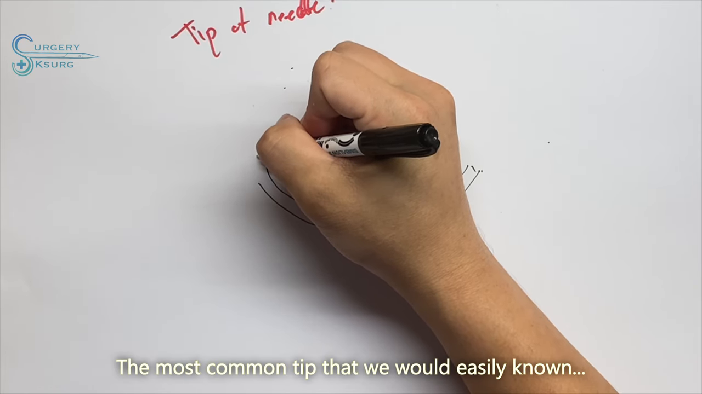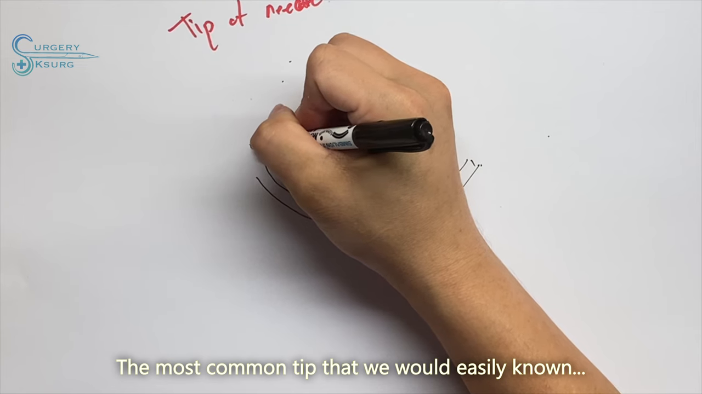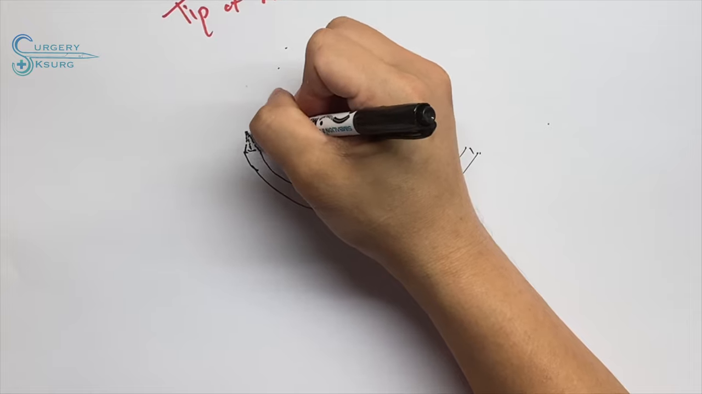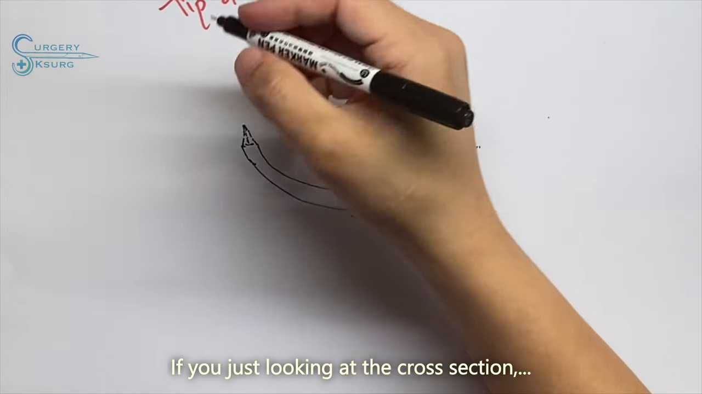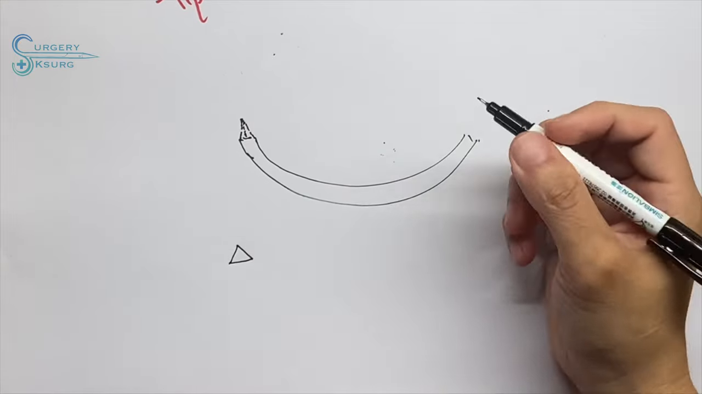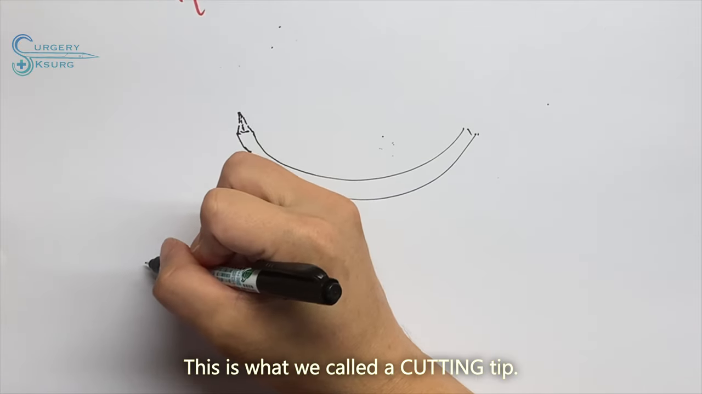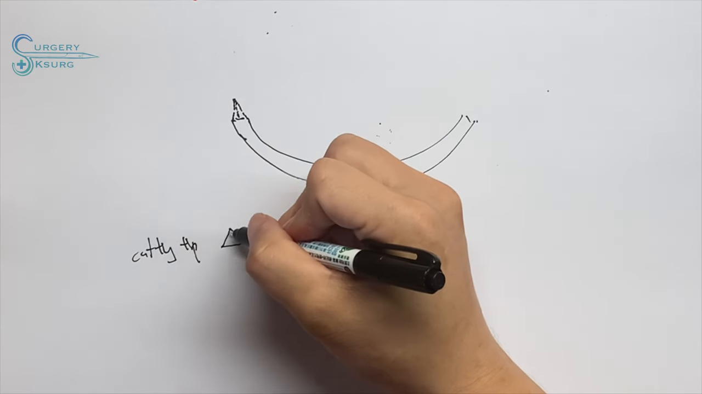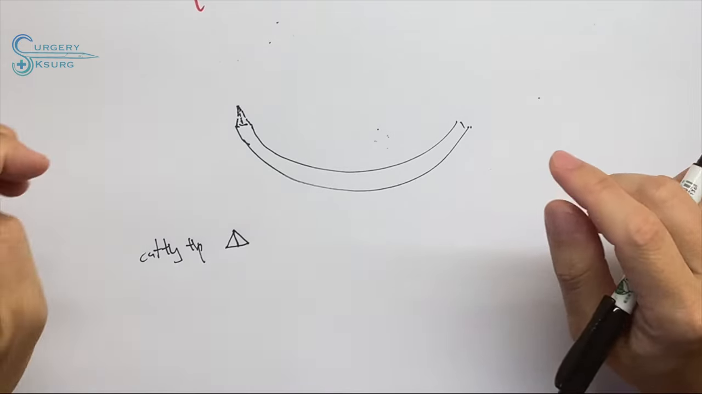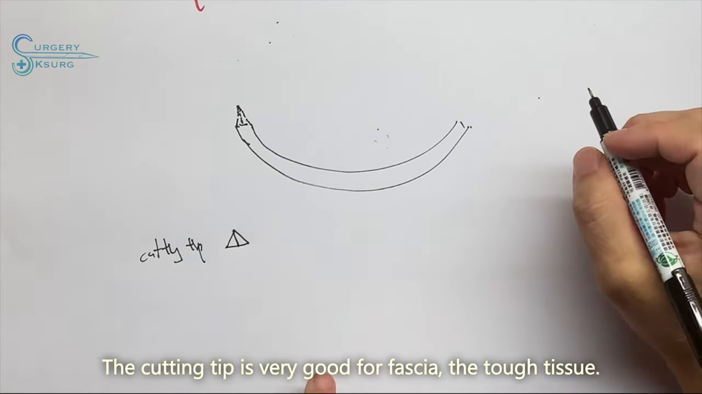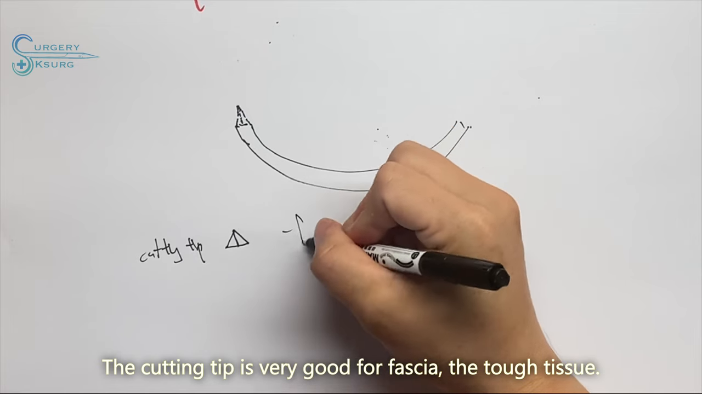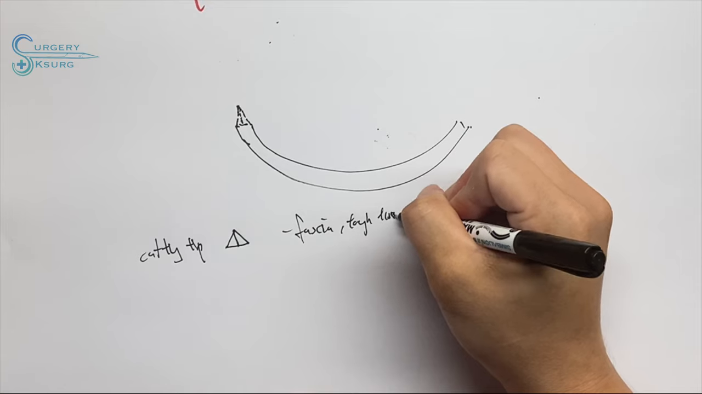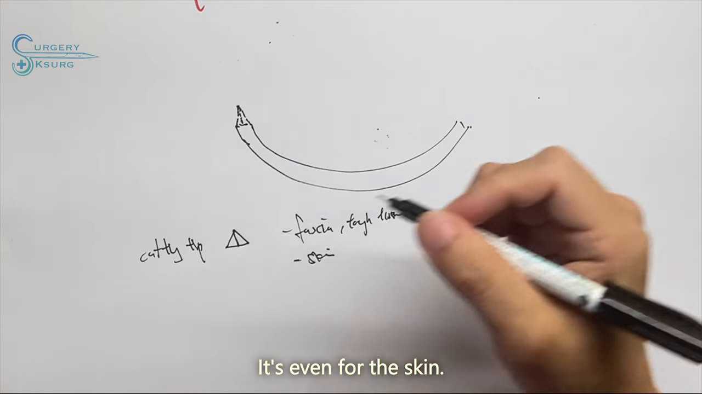The most common tip that we would easily know is like this, if you draw it in 3D. If you just look at the cross section, it's like this. So it's a triangle. This is what we call a conventional cutting tip. The symbol is not like this, the symbol is like this. The cutting tip is very good for fascia, the tough tissues, and even for the skin.